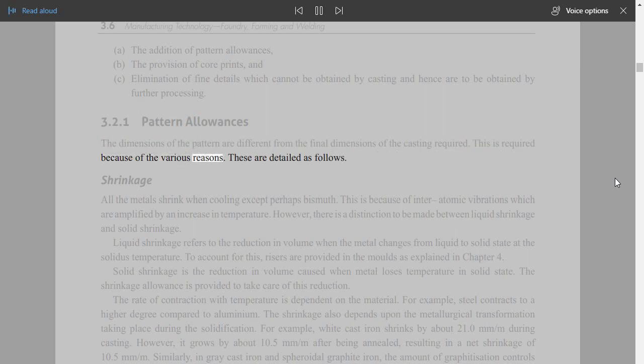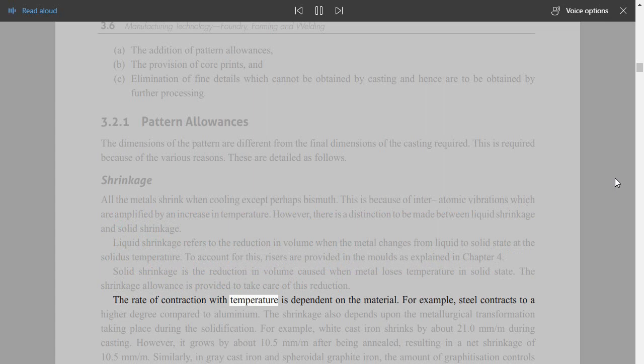This is required because of various reasons. These are detailed as follows. Shrinkage. All the metals shrink when cooling except perhaps bismuth. This is because of inter-atomic vibrations which are amplified by an increase in temperature. However, there is a distinction to be made between liquid shrinkage and solid shrinkage. Liquid shrinkage refers to the reduction in volume when the metal changes from liquid to solid state at the solidus temperature. To account for this, risers are provided in the molds as explained in Chapter 4. Solid shrinkage is the reduction in volume caused when metal loses temperature in solid state. The shrinkage allowance is provided to take care of this reduction.